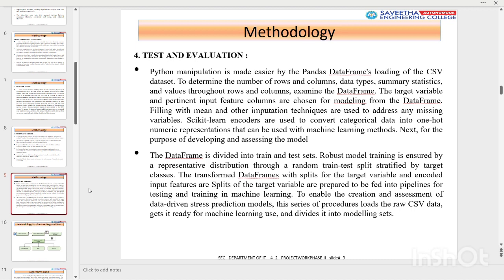So the Scikit-learn encoders are used to convert the categorical data into a one-hot numeric representation. The data frame is divided into train and test sets. A robust model training is ensured by a representative distribution through a random train-test split. So the transformed data frames, with splits of the target variable and encoded input features, enable the creation and assessment of data-driven stress level predictions. The series of procedures loads the raw CSV files, gets them ready for machine learning use, and divides them into modeling sets.